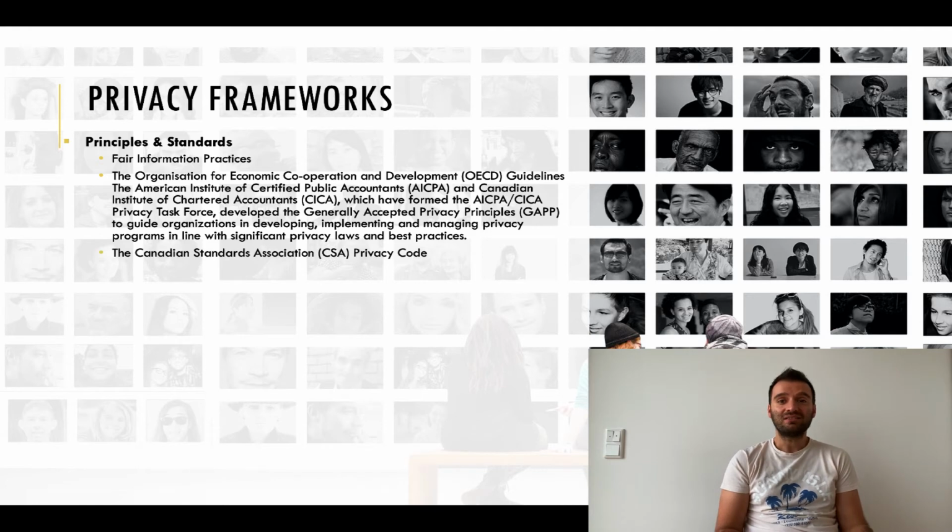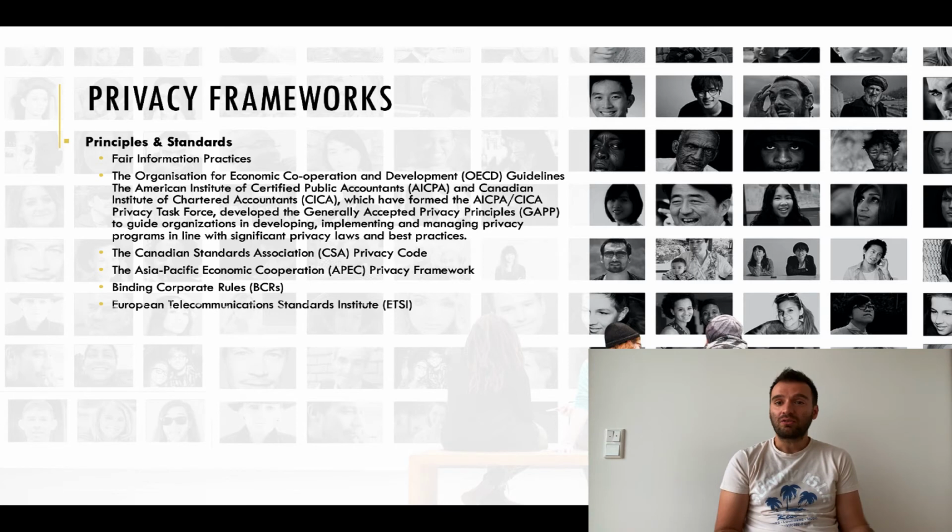Then the Canadian Standards Association, or CSA, has a privacy code that became a national standard in 1996 and formed the basis for the Personal Information Protection and Electronic Documents Act in Canada, called PIPEDA. Then the Asia-Pacific Economic Cooperation Privacy Framework, which is called APEC, Binding Corporate Rules, and the European Telecommunications Standards Institute, or ETSI. Now, number 2, we have laws, regulations, and programs.